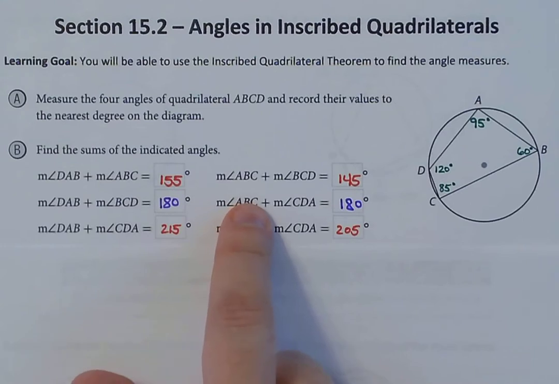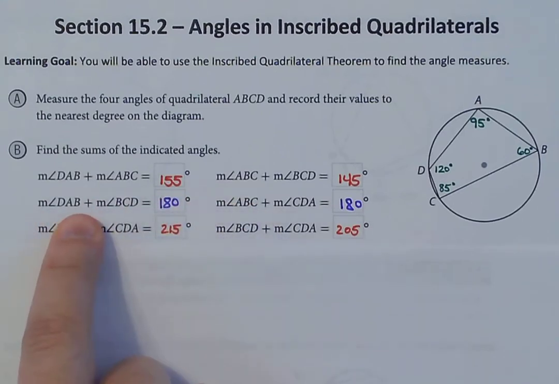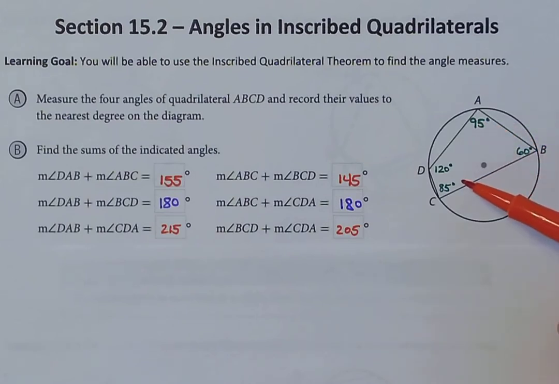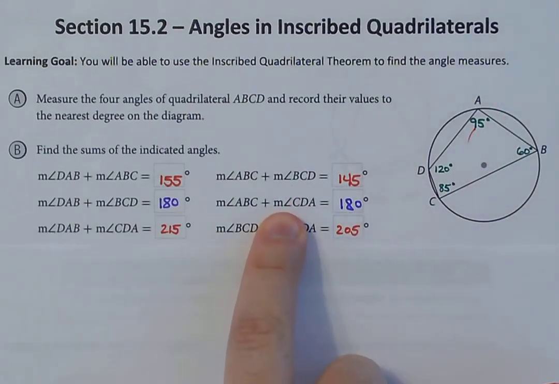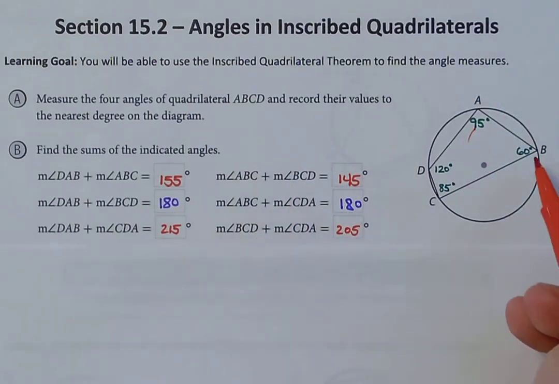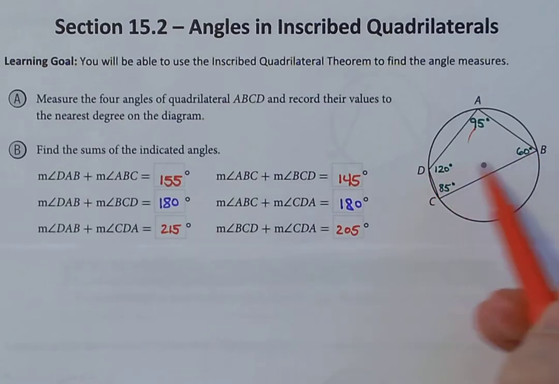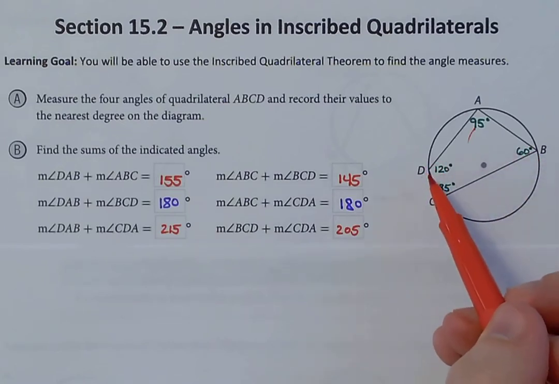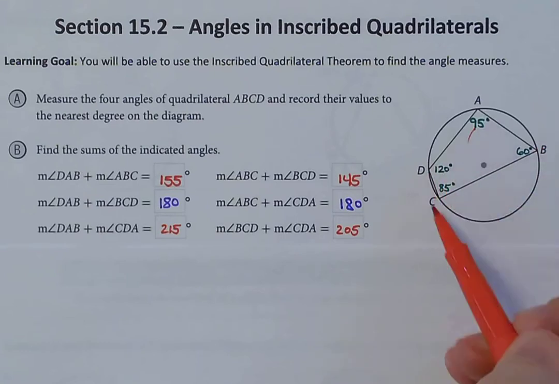So what is special about these two? So we have angle A and angle C. Angle A and angle C are these two angles right here. And then if we look at this one, it's angle B and angle D. B and D, what do those two sets of angles have in common? B and D, and then A and C. A and C are opposite of each other, and B and D are also opposite of each other.